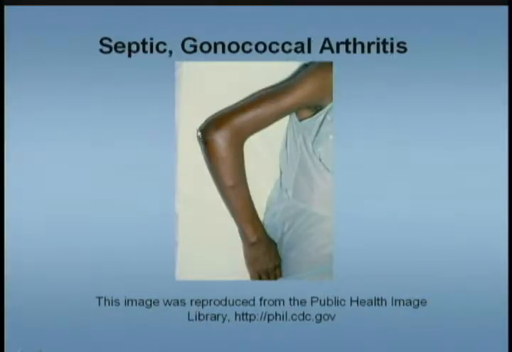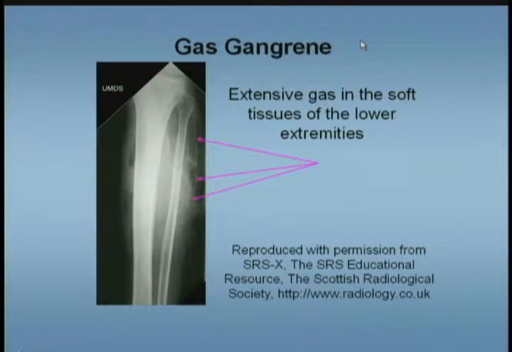Next, septic arthritis, a joint that is warm, red, swollen, and immobile. How can you tell this is gonococcus? You can't. You can't until you get a tap of that joint. Gas gangrene. Here's the one disease that we haven't done yet in this section.